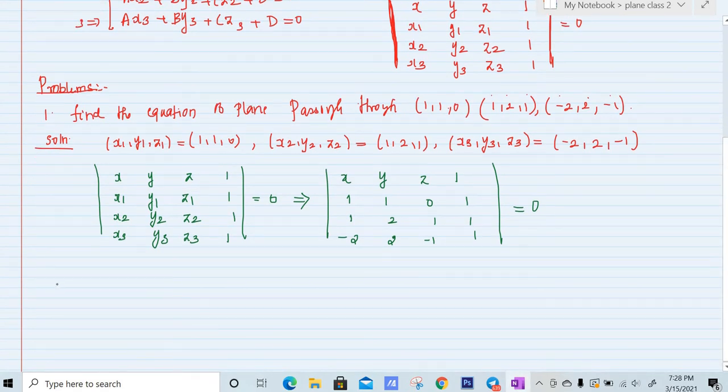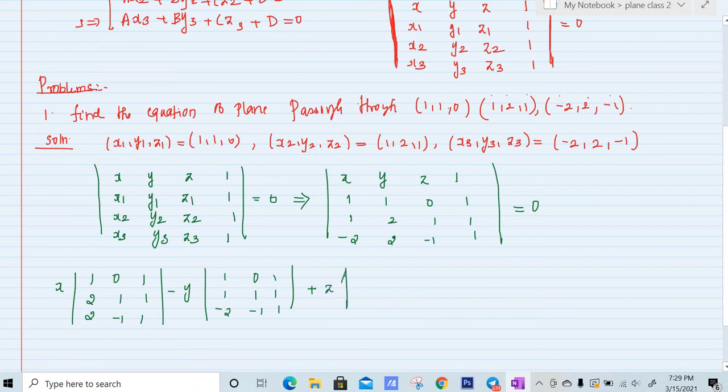So if we expand this determinant, this will be x into the determinant of, so this column and this row will get vanished. So we will have 1, 0, 1, 2, 1, 1, and 2, minus 1, 1, right? The second term will be minus the determinant of, so if I expand this term, this column and this row will get vanished. So we will have 1, 1, minus 2, 0, 1, minus 1, 1, 1, 1.